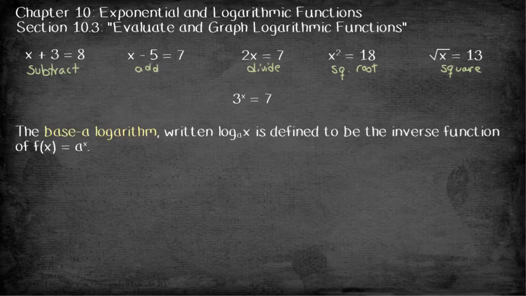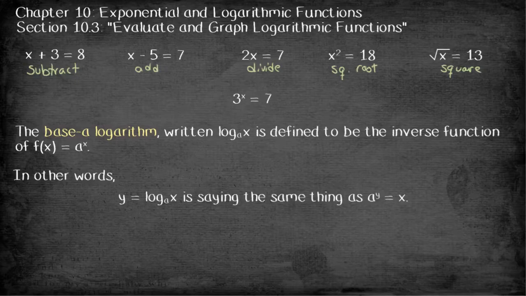So the base A logarithm, written log base A of x, is defined to be the inverse function of the base A exponential. So in other words, if I tell you that y is equal to the log base A of x, that is saying the same thing as A to the y is equal to x. So we can take these equations here and translate them into the other form.